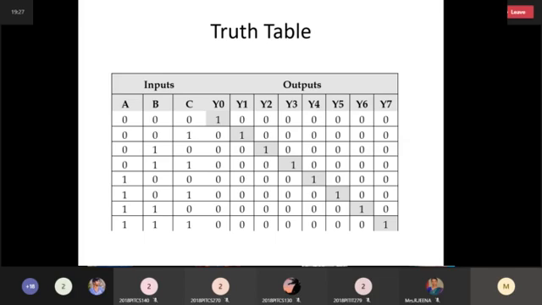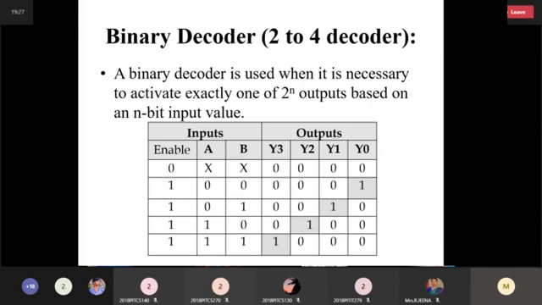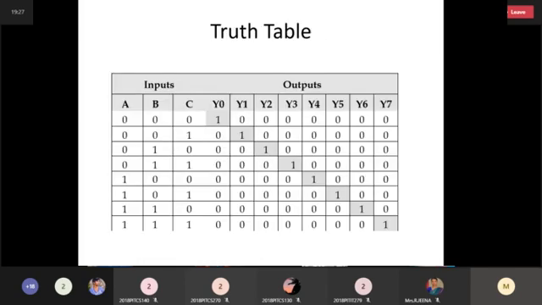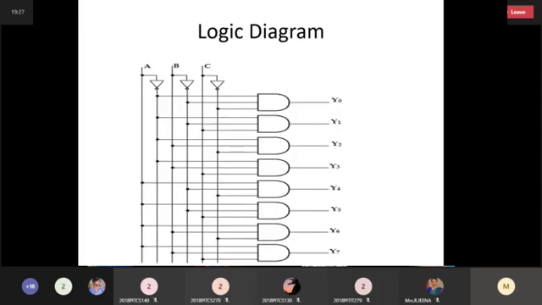In a decoder, along with this, you also consider the enable signal. So after the truth table comes your logic diagram. In the logic diagram, for the first output, all inputs are 0, so we consider the complement of the input variables. So your logic diagram will be A complement, B complement and C complement, and the output will be Y0.